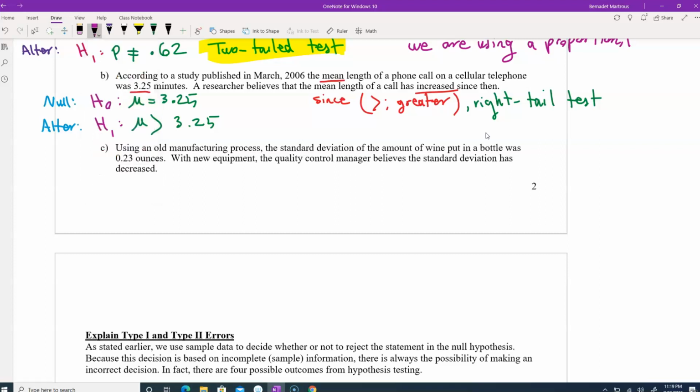Now part C, using an old manufacturing process, standard deviation. So here we have standard deviation, and that is 0.23. And the manager believes the standard deviation has decreased. So here we have decreased. On this part, we have less than. And this is a left tail test.